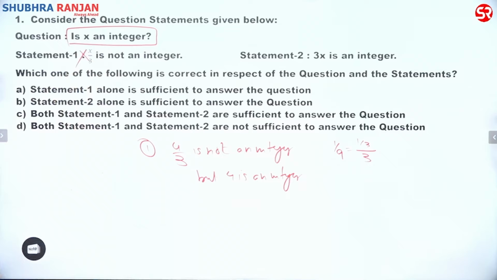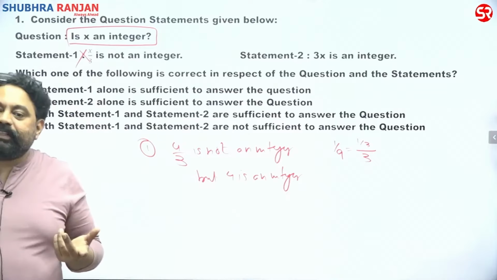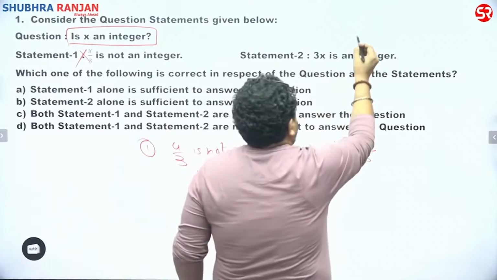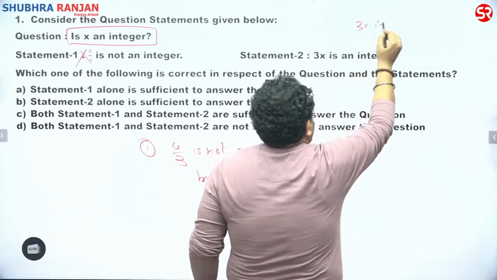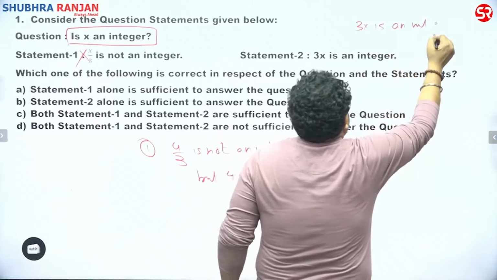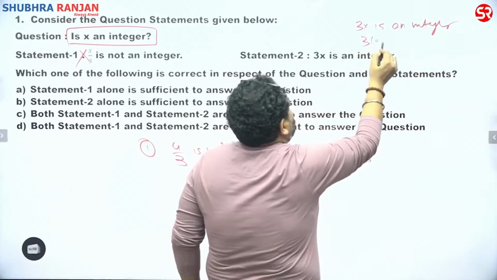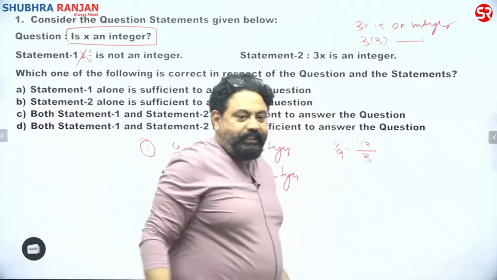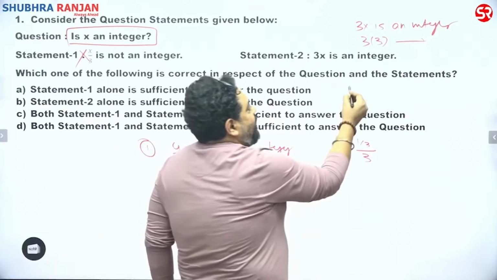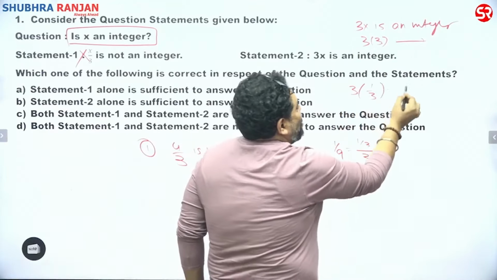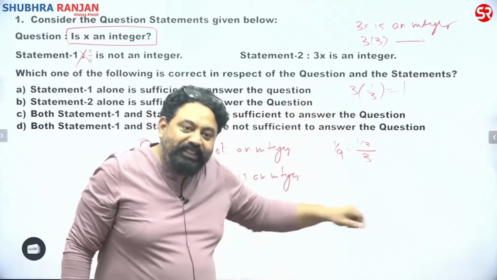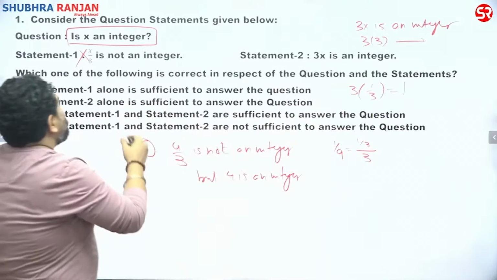Second, 3x is an integer. If 3x is an integer, x may be an integer or a non-integer. So 3 into 3 is an integer, and x is an integer. But then 3 into 1 by 3 equal to 1 is also an integer, and 1 by 3 is a non-integer. So the second again is not giving you the answer.